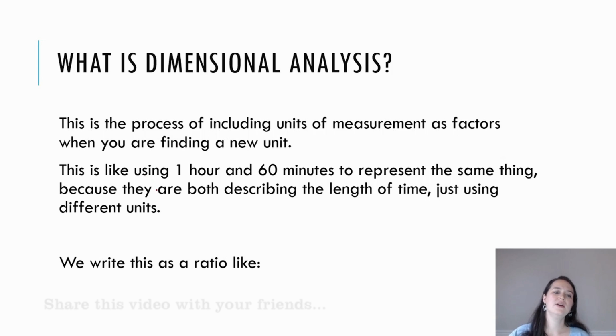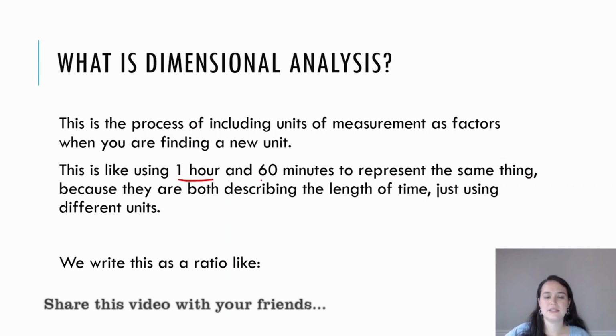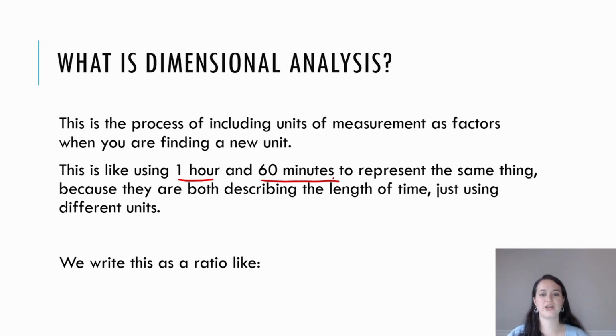We're using the same type of conversions we've done before, but it keeps us on track. So it's basically like saying 1 hour and 60 minutes, using those interchangeably, but instead of just writing 1, I'm going to write 1 hour. Instead of just writing the 60, I'm going to write 60 minutes. So we use it to represent the same thing, because an hour and 60 minutes are the same thing. It's the same length of time, just using a different unit.